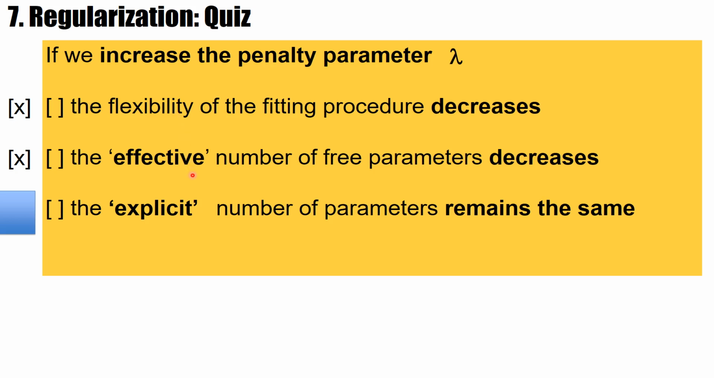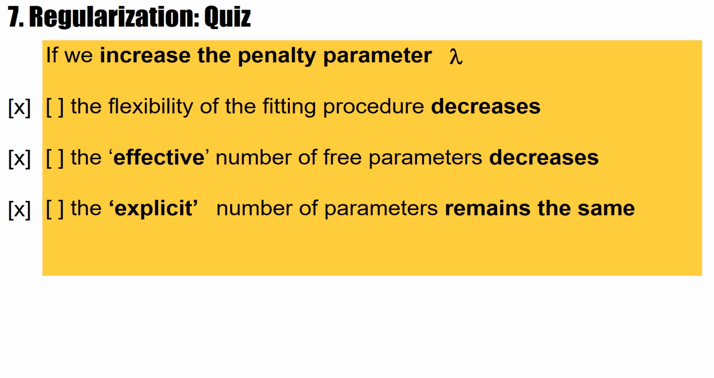Then the third claim: increasing the penalty parameter lambda, the explicit number of parameters remains the same. Yes or no? And yes, of course, that's the whole idea. You keep always the same network structure, but you play with lambda. So if we increase lambda, the flexibility decreases.